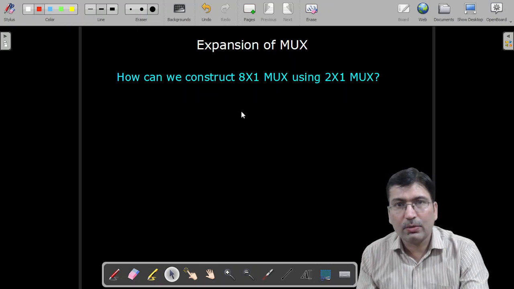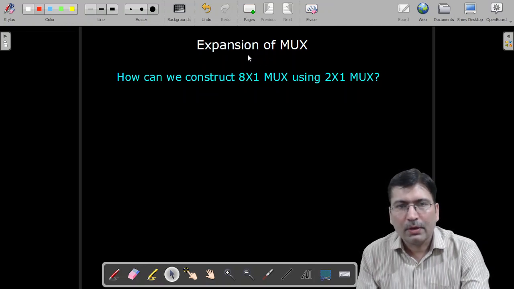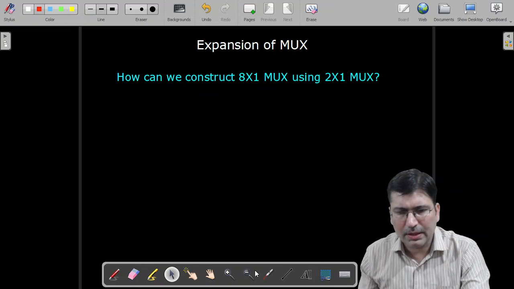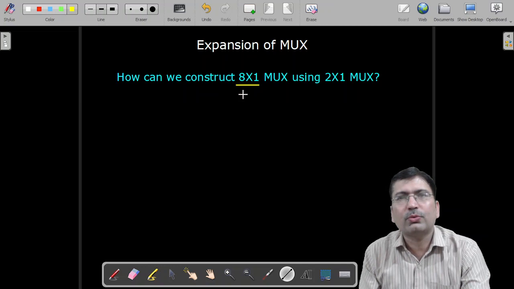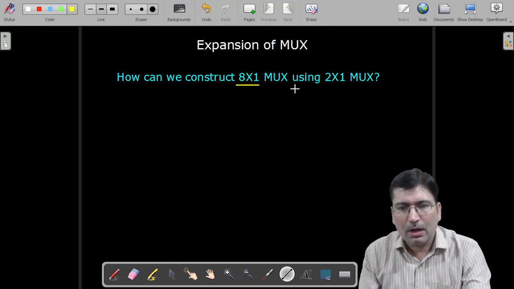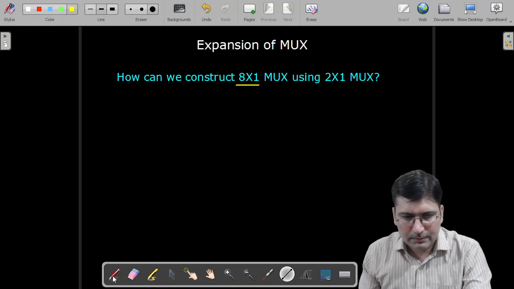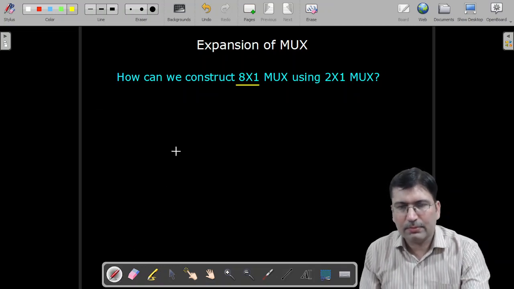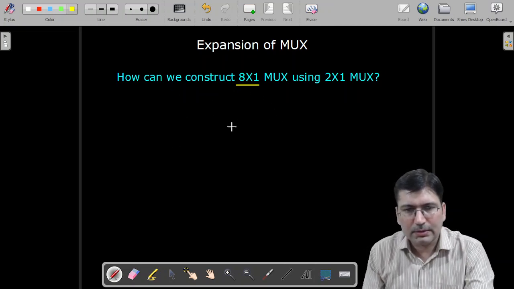In this lecture, we are going to discuss the expansion of MUX. Let's say we are having one type of multiplexers, 2x1 multiplexers. In case it is being asked that we need to construct 8x1 or 16x1 or 32x1 multiplexer, how can we solve such kind of problems? Generally, in examinations like GATE or NET, they ask the construction of such kind of multiplexers.